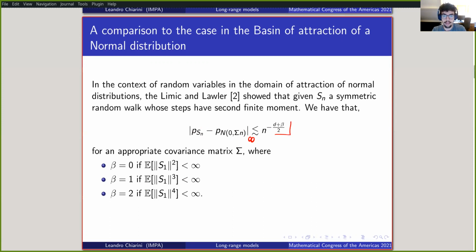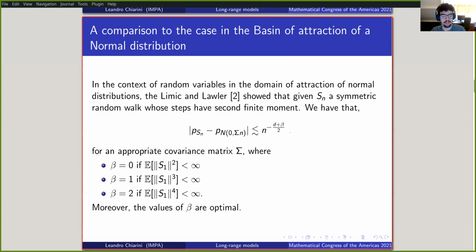And the exponent gets better and better depending on how many moments you assume that the distribution of your steps has. So if you don't assume any further moment, that is, you only assume 2 finite moments, which is enough to belong to the domain of attraction of the normal distribution, n to the minus d over 2 is the best that you can do. If you assume a third moment, you improve your rate of convergence a bit. And if you assume a fourth moment, you improve even better. And in fact, assuming further moments doesn't help you with the uniform bound. I don't know if we'll have time to get into why.